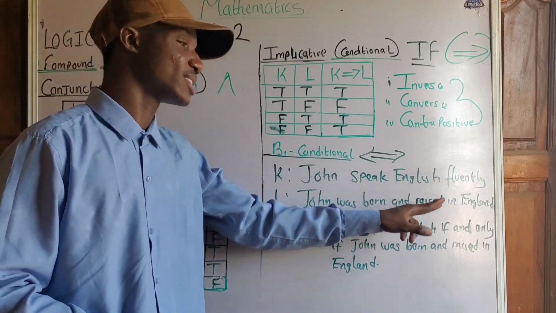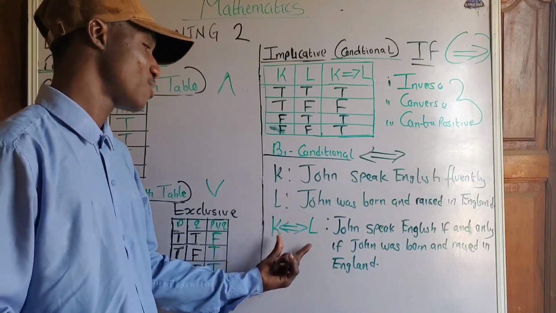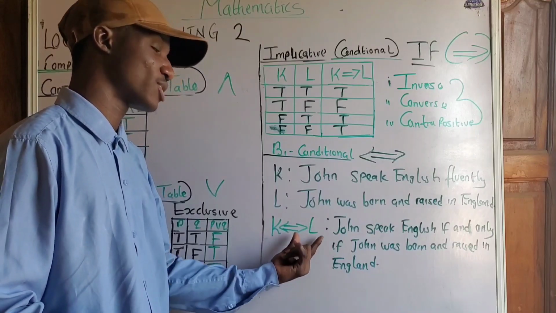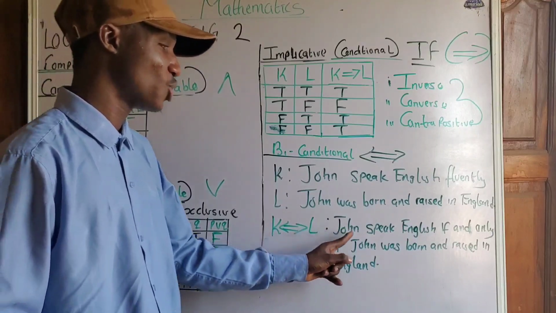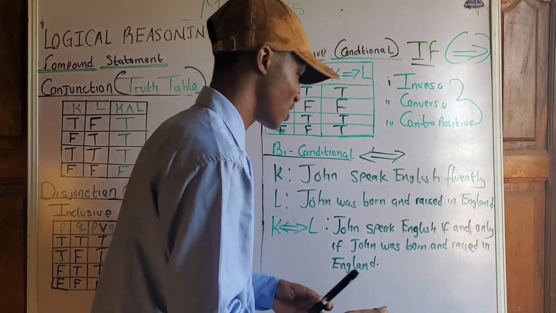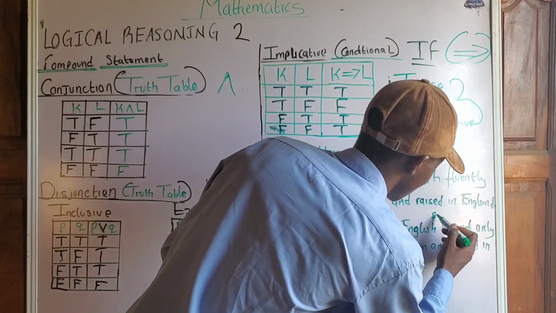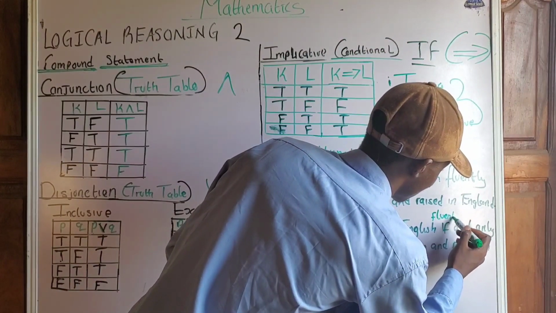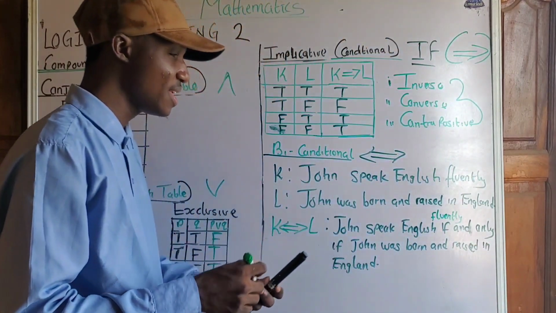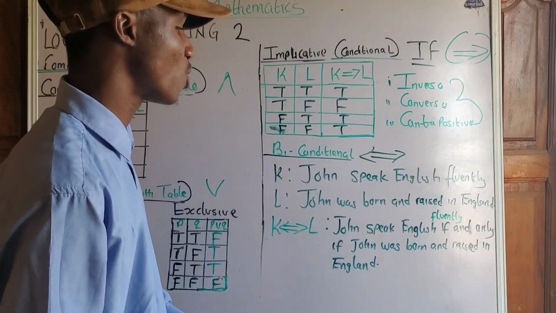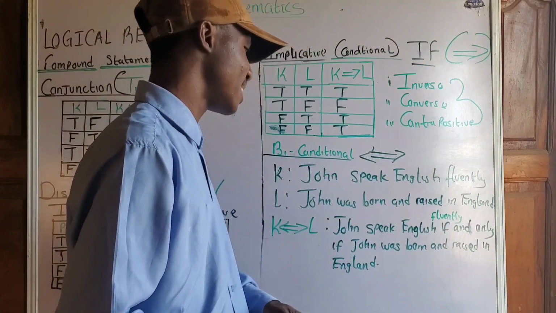John was born and raised in England. Another statement. Then we have the biconditional, which will be what? John speaks English fluently if and only if John was born and raised in England.